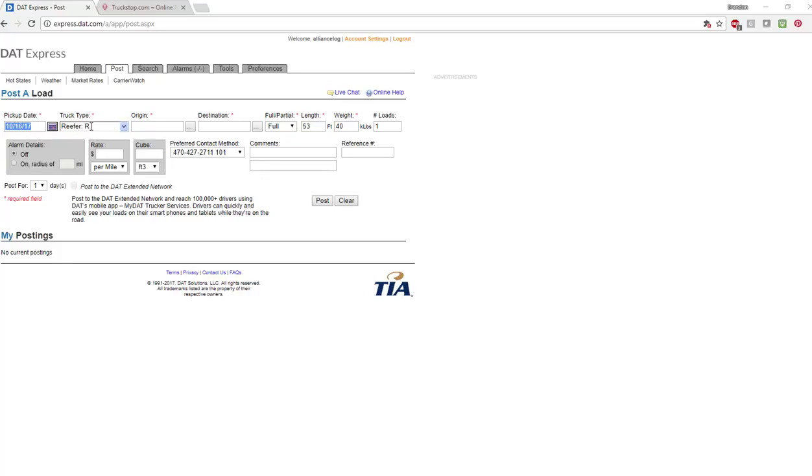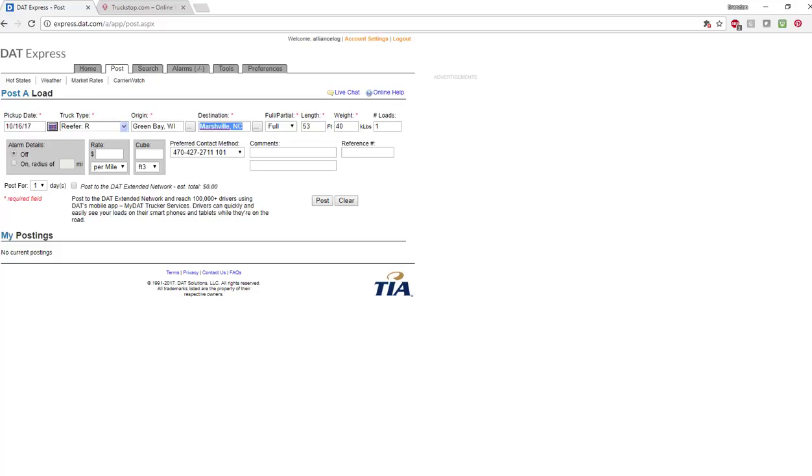Okay, so let's deal with that same lane. Picking up today, it's a reefer trailer. It's going to pick up in Green Bay, Wisconsin. It's going to go to Marshville, North Carolina. We're looking for a full truck, 53-foot trailer, and 40,000 pounds with one load.